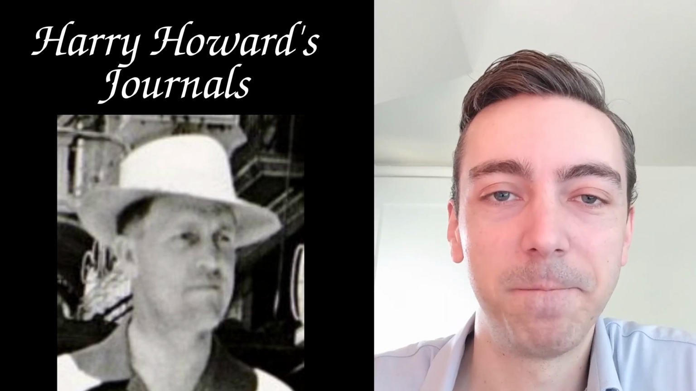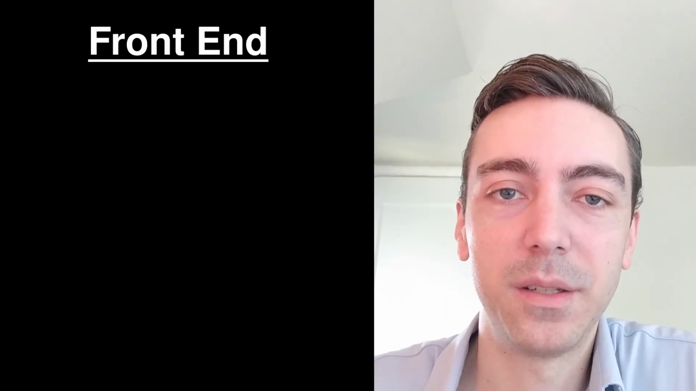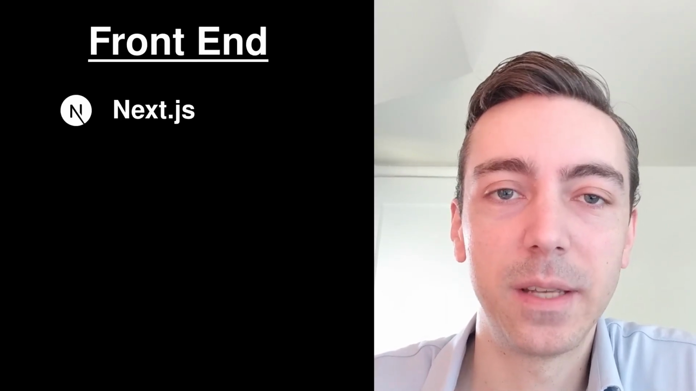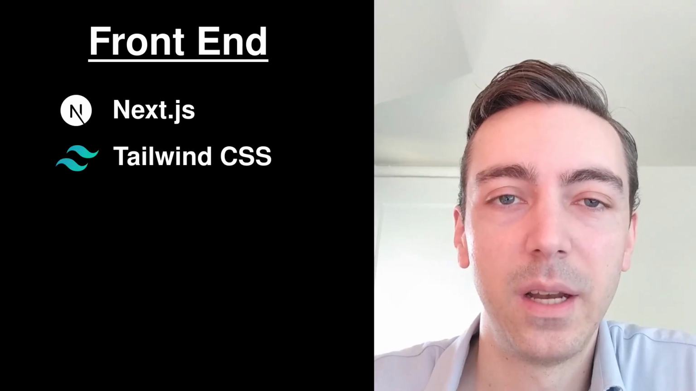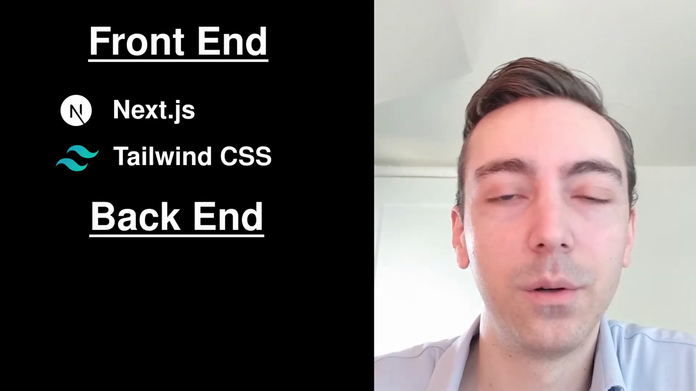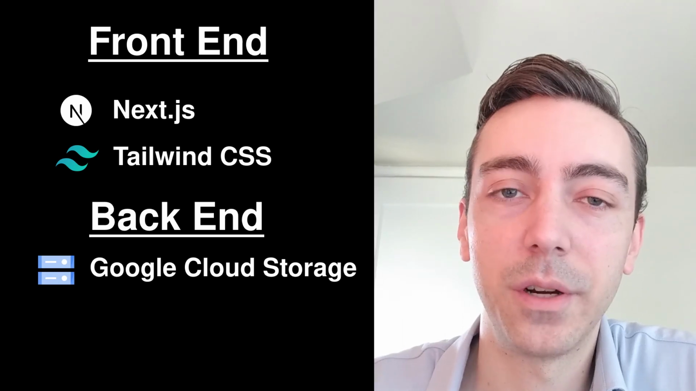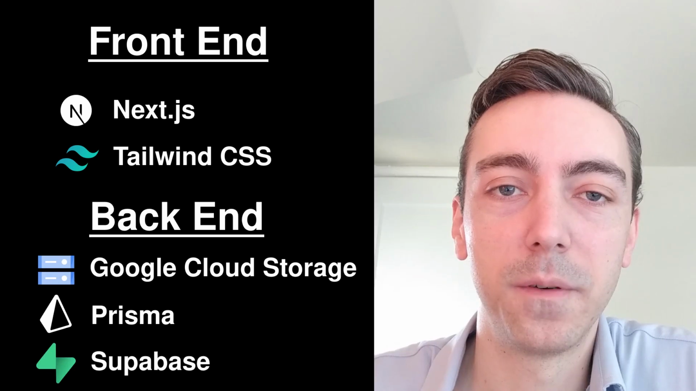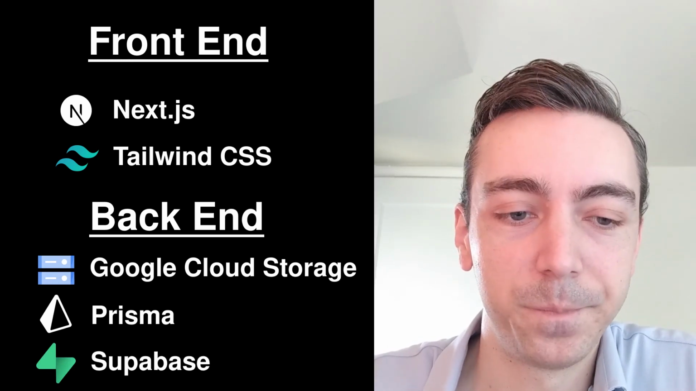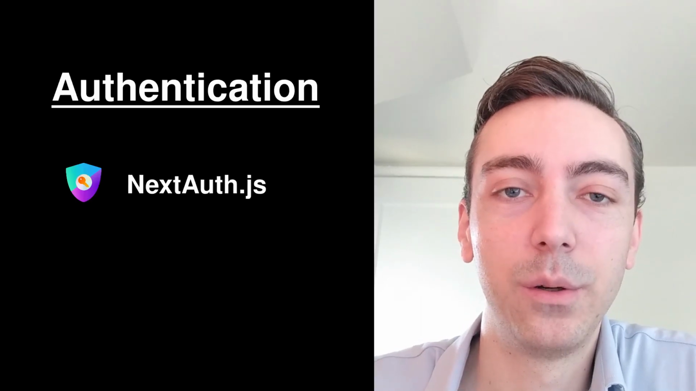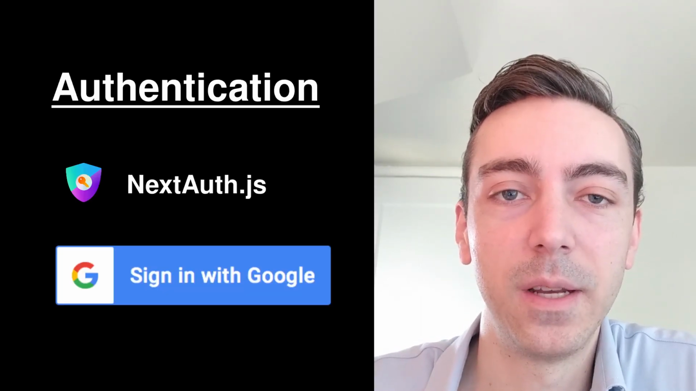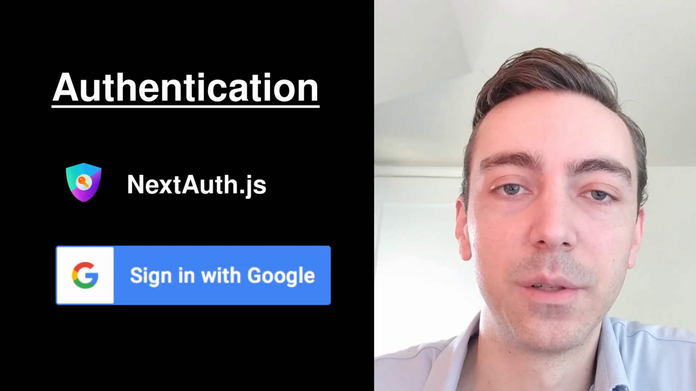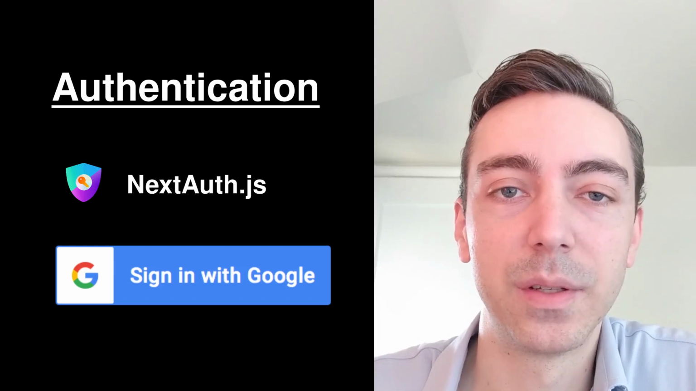about front-end development. So for the front-end technologies, I'm using things like Next.js and Tailwind CSS. And then for the back end, I'm using Google Cloud Bucket for unstructured data like images. And then I'm also using Prisma and Supabase for the more structured data. And then this is the first time I used authentication. I'm using Google Sign-In for that so that I can save data and link it to specific users, like if a user wants to save a journal entry for looking at it later.